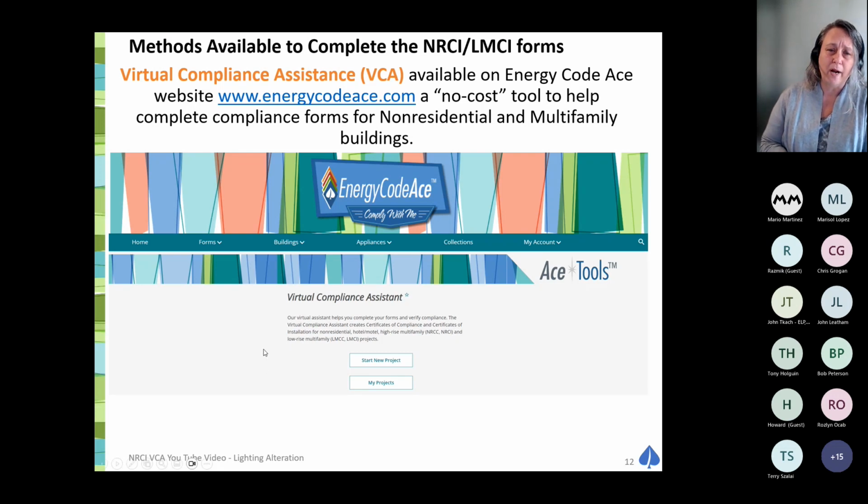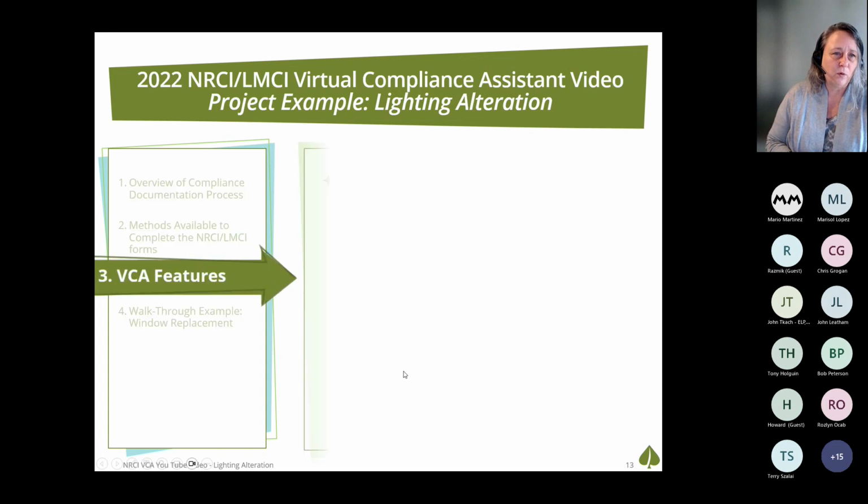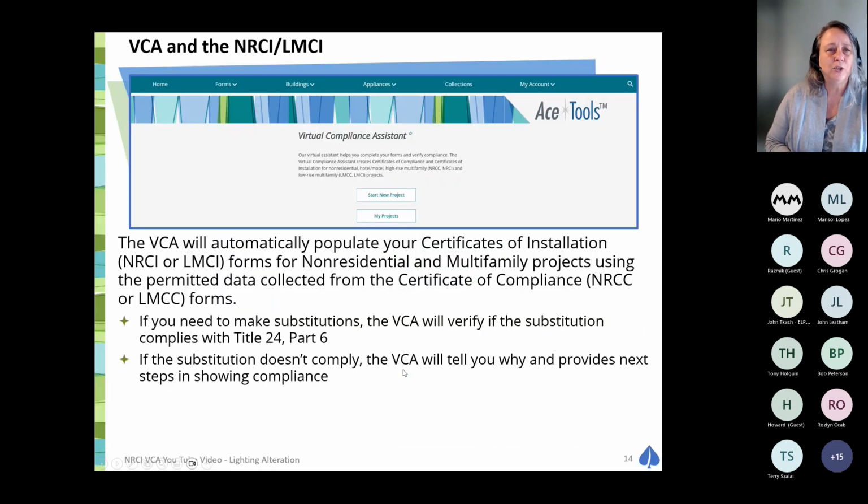So it's been around for a while supporting certificate of compliance forms, but it was developed to be the TurboTax of filling out the compliance forms. And they added to the virtual compliance assistant for this code cycle, not only the certificate of compliance forms for both high-rise, low-rise, and non-residential buildings, but also the certificate of installation forms that are fed from that certificate of compliance form. So why should you use the virtual compliance assistant?